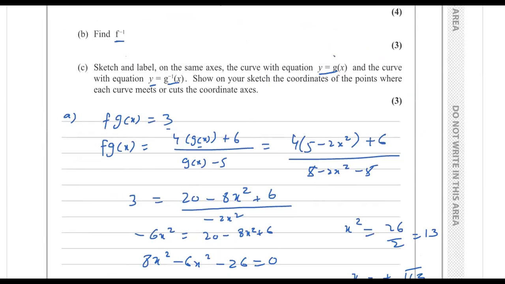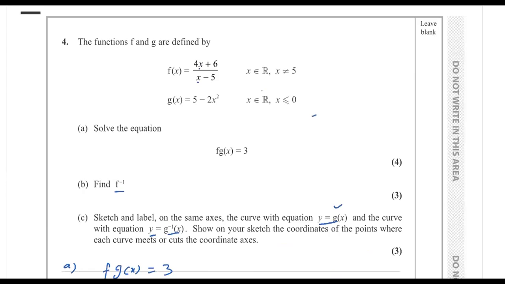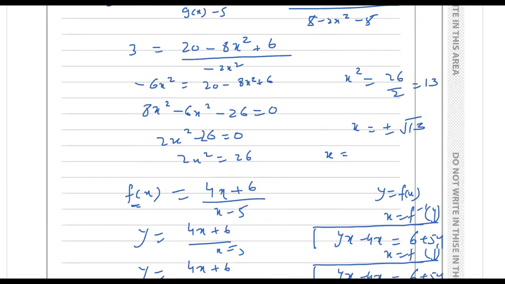So first I will sketch y equal to g of x. Now what is g of x? Let's see, it is given here. It's given that g of x is 5 minus 2x square. Let's take that.